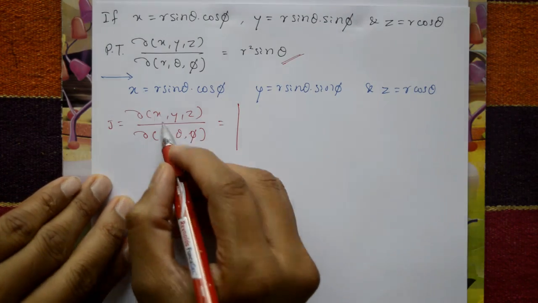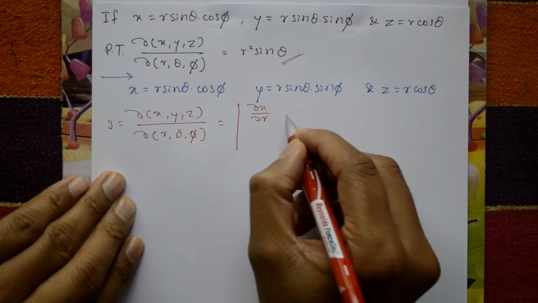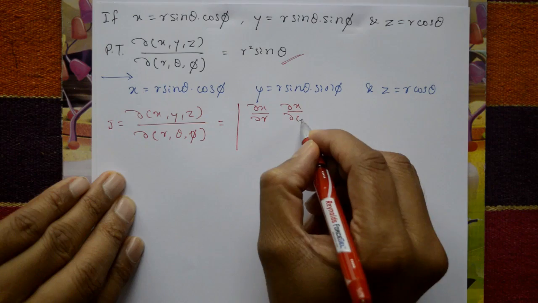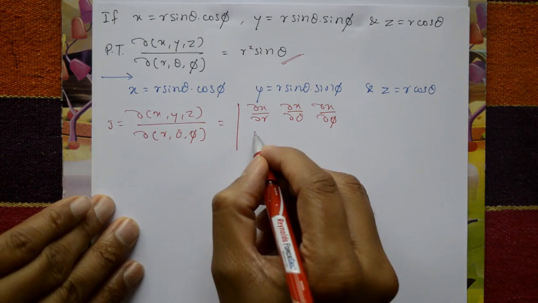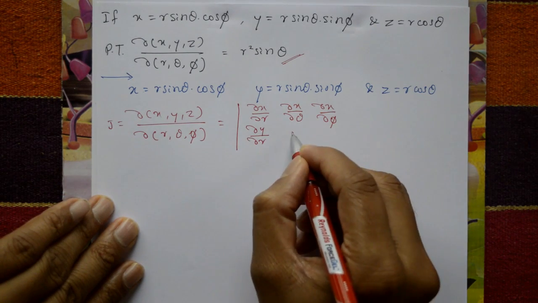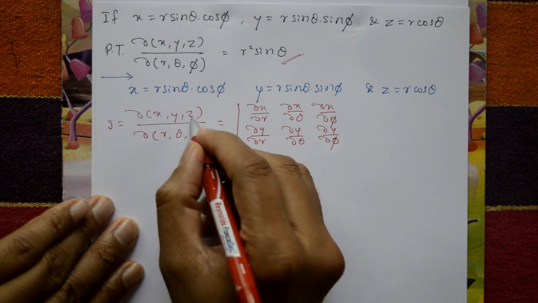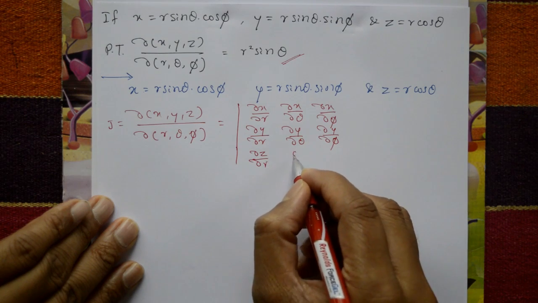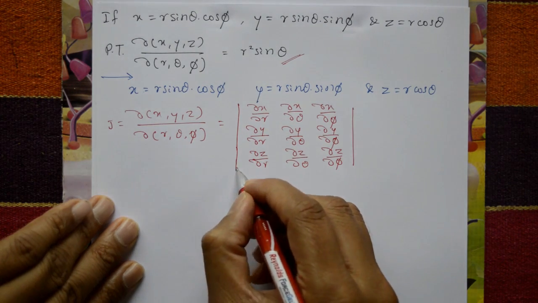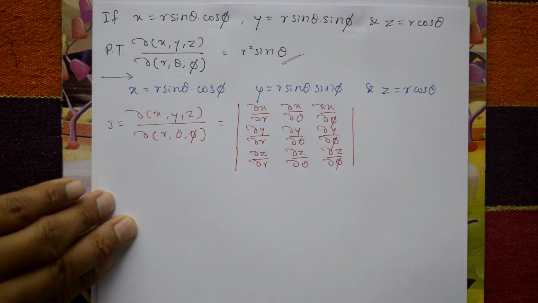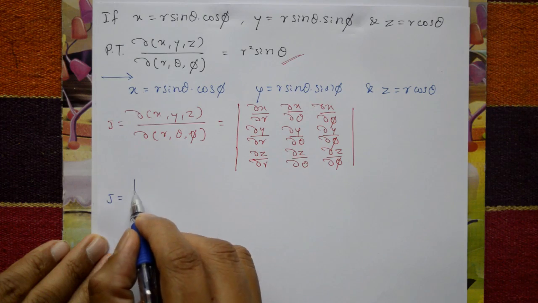That means the determinant: differentiate x with respect to r, theta, phi. ∂x/∂r, ∂x/∂theta, ∂x/∂phi, first row. Second row, ∂y/∂r, ∂y/∂theta, ∂y/∂phi. Now third row, ∂z/∂r, ∂z/∂theta, ∂z/∂phi. Okay. Now J is equal to the Jacobian, a determinant.